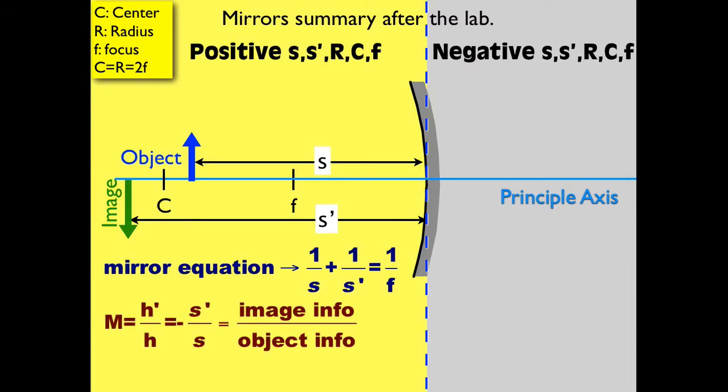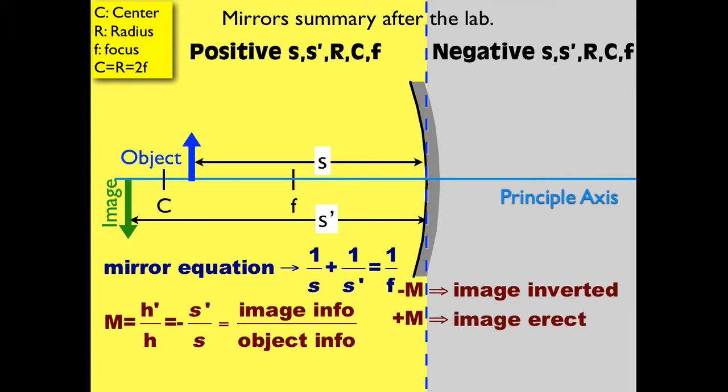The magnification is the image height over the object height, and that's equal to negative image distance over object distance. And that's important because the magnification can tell us a couple things. If the magnification is negative, it's an inverted image. If the magnification is positive, it's an erect or upright image. Also, if the magnification is greater than 1, it's large. If the magnification is less than 1, it's been reduced in size.